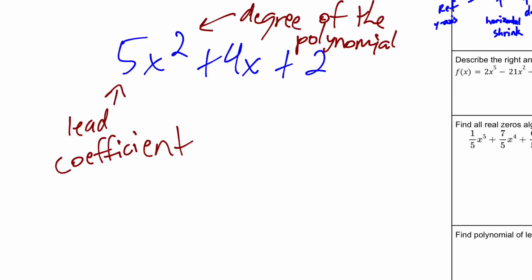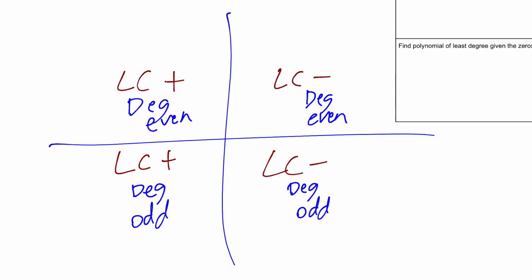So a bit of a recap, if we have the quadratic 5x squared plus 4x plus 2, the 5 is known as the leading coefficient, and the 2, which is the largest exponent, is the degree of the polynomial. There's 4 potential outcomes here. Your lead coefficient can be positive or negative, and then the degree of the polynomial can be even or odd.